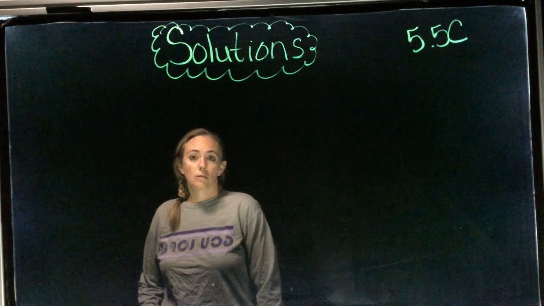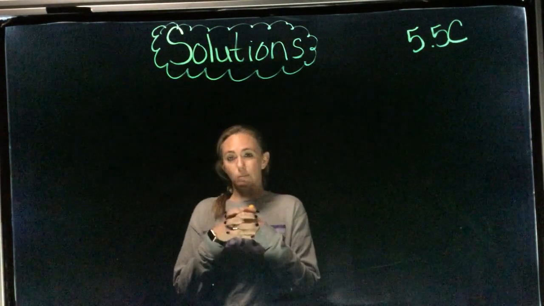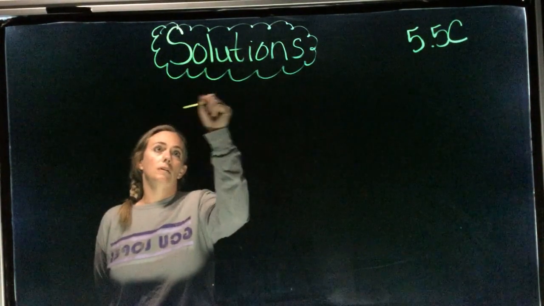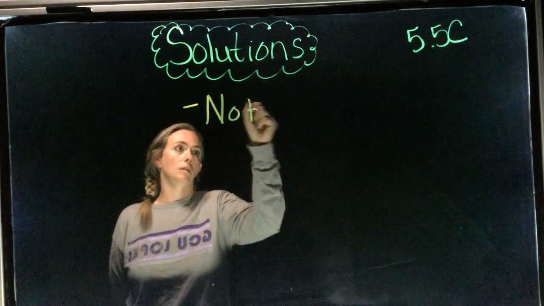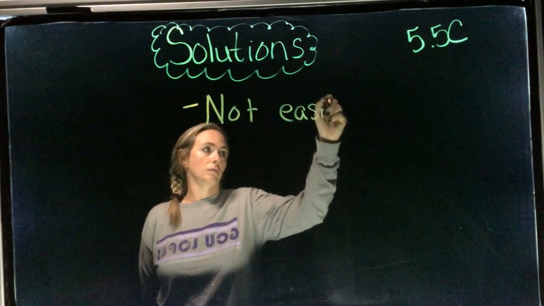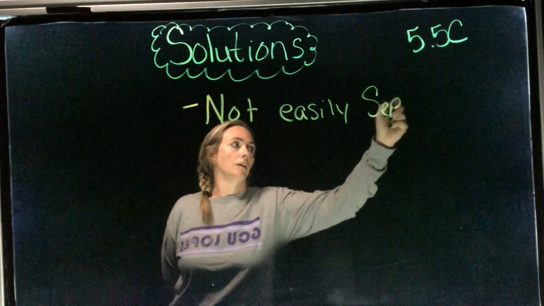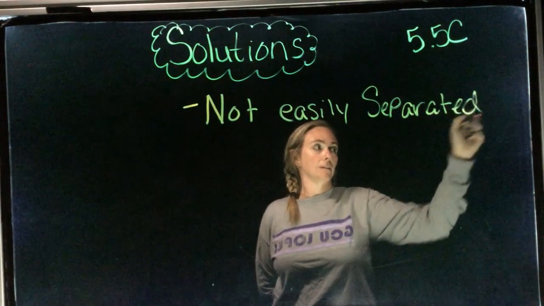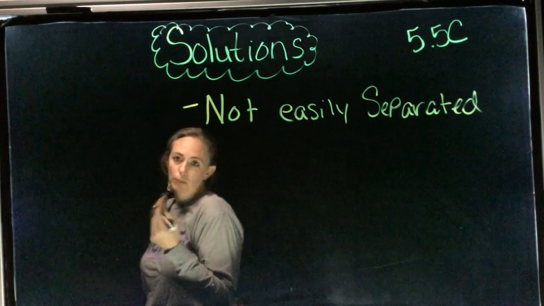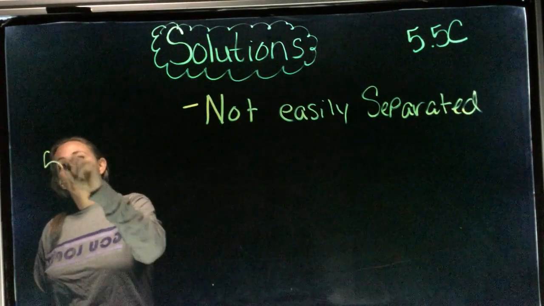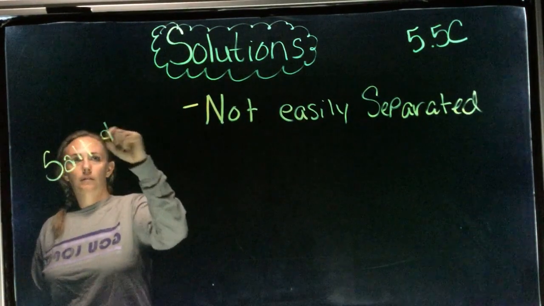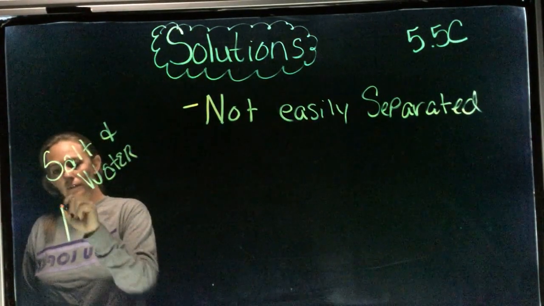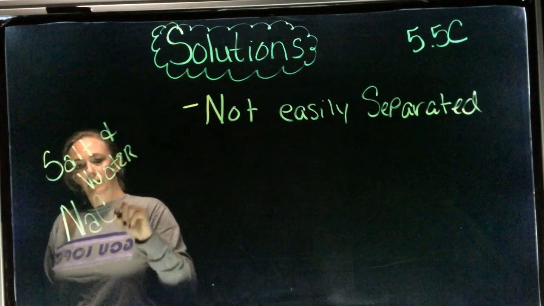Solutions. Okay, those are things where you still combine two or more ingredients, but they cannot be easily separated. So, we'll just put here, not easily separated. Okay, let's talk about some ideas of things that are not easily separated. Let's go easy. First one, right at the top of your head. Salt and water, right?